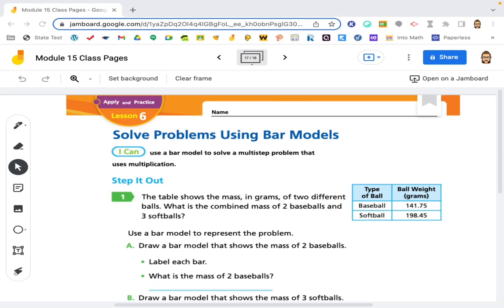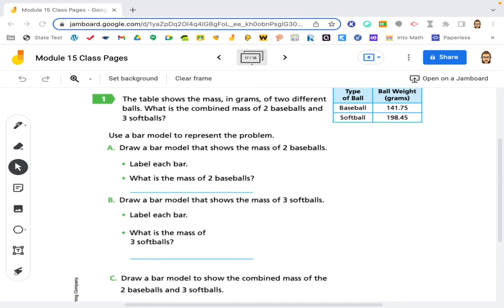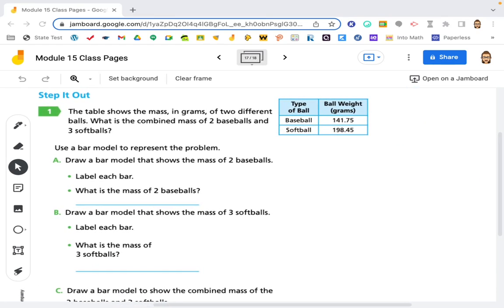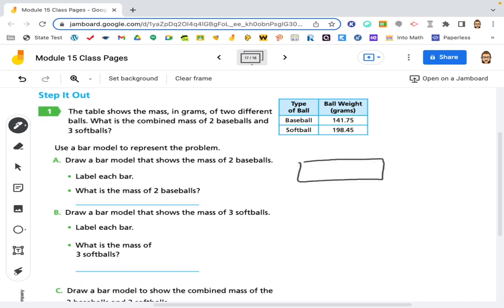So, the first problem states the table shows the mass in grams of two different balls. What is the combined mass of two baseballs and three softballs? Use a bar model to represent the problem. So draw a bar model that shows the mass of two baseballs. Two baseballs, the model would look like this, and you would have 141 and 75 hundredths, 141 and 75 hundredths.